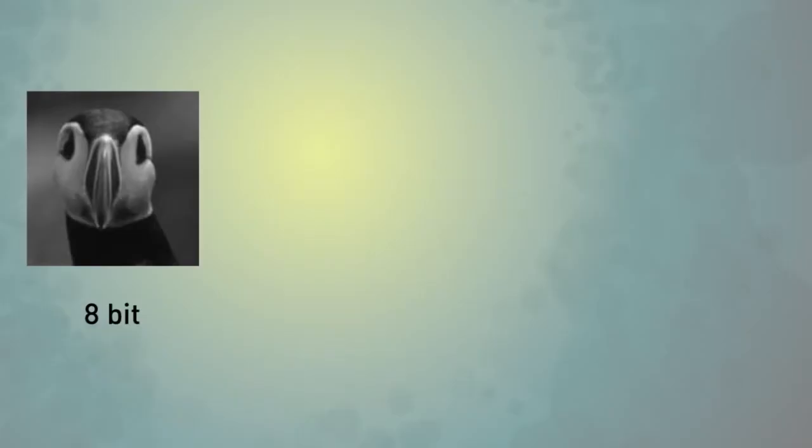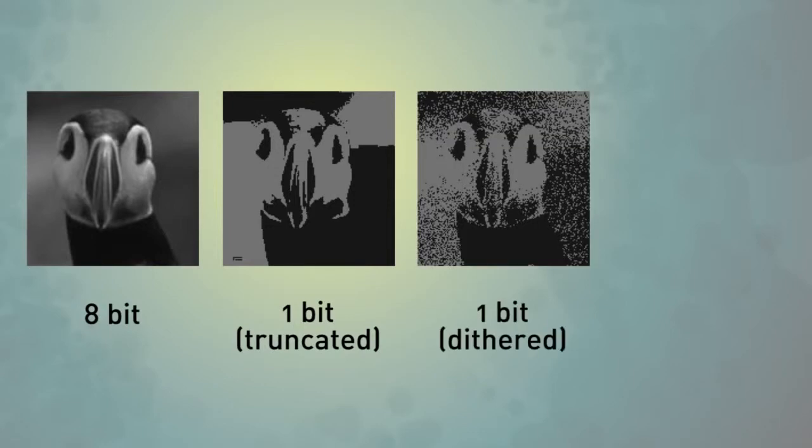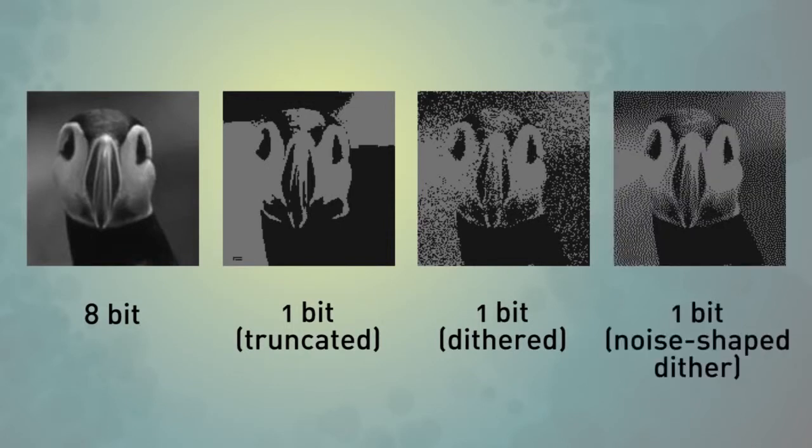Here's an image at full resolution, at greatly reduced resolution without dither, at the same greatly reduced resolution but with dither added before the bit reduction, and lastly at a greatly reduced resolution but with the addition of dither and noise shaping before the bit reduction.